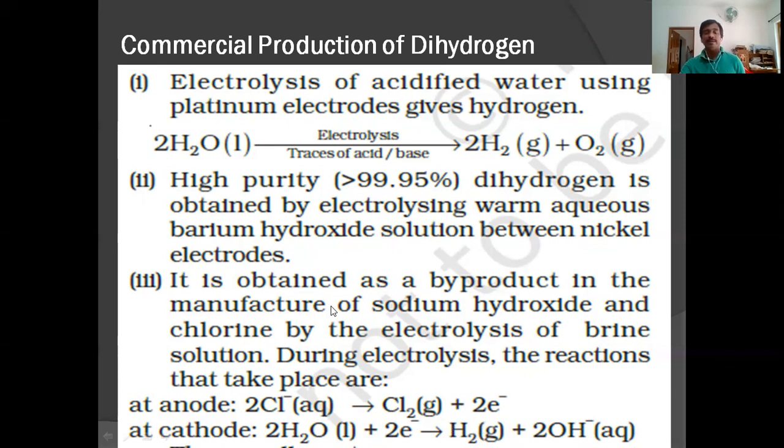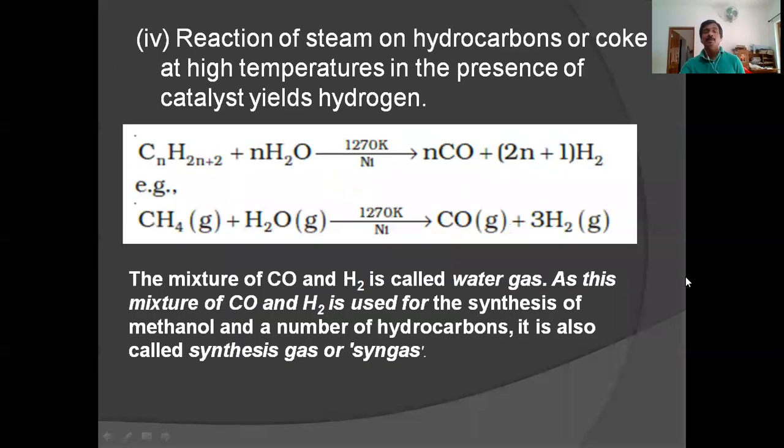So there is liberation of hydrogen. So it is another method for the preparation, and the most common method is from hydrocarbons or from coal. From hydrocarbons, we can prepare hydrogen by the action of steam on hydrocarbons or red hot coke, at a high temperature in the presence of a catalyst. An example is given here. CH4 plus H2O gives, at 1270 Kelvin in the presence of nickel, CO plus 3H2.